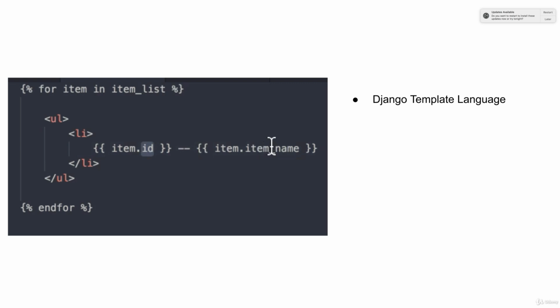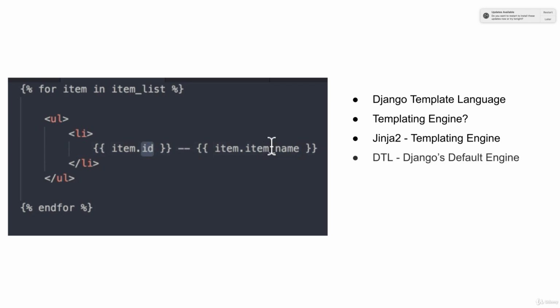To understand DTL, the first and foremost thing you need to understand is what exactly a templating engine is. To be able to render templates in a Django app, we need something called a templating engine. With Django, you can use multiple templating engines, like the Django templating engine, or another popular engine called Jinja2, which you can also use with Django. Apart from that, Django provides its own default templating engine, which is the DTL, which stands for Django template language.